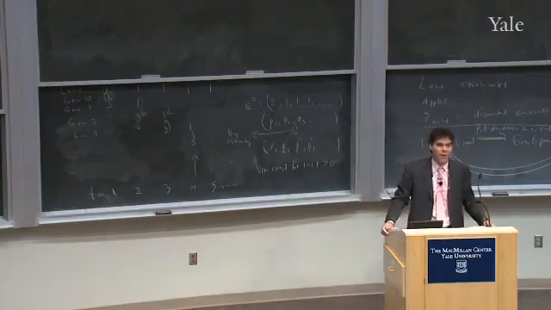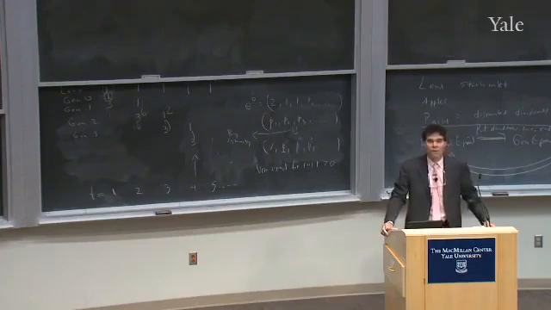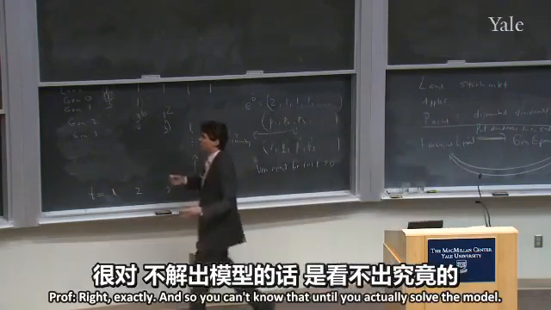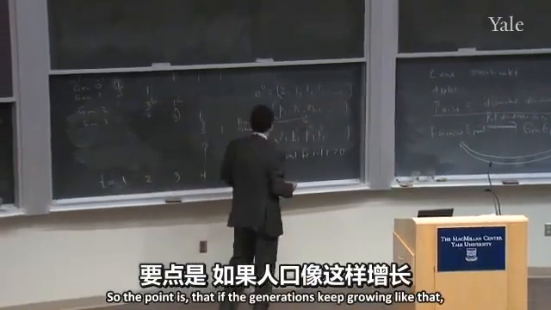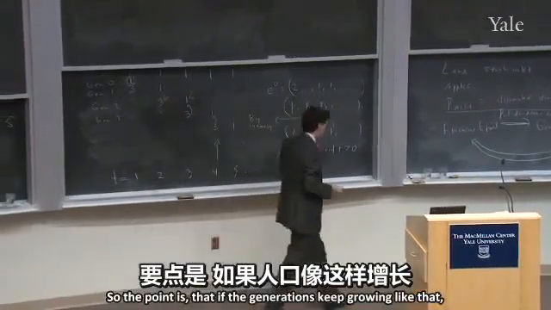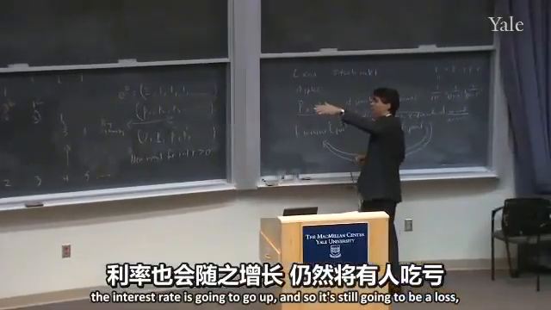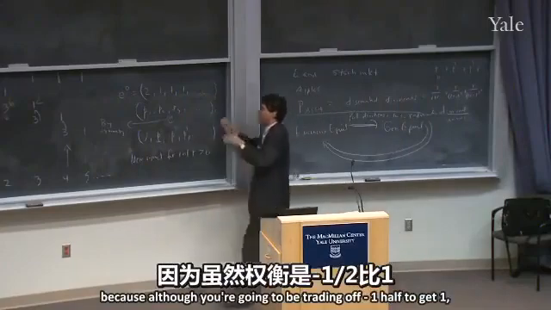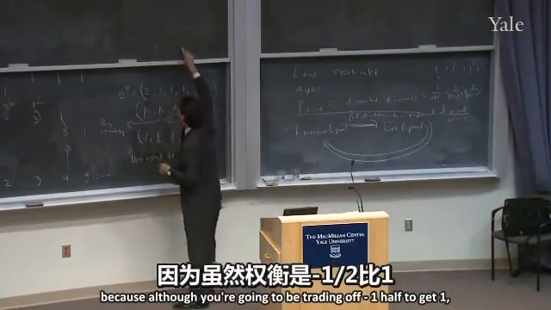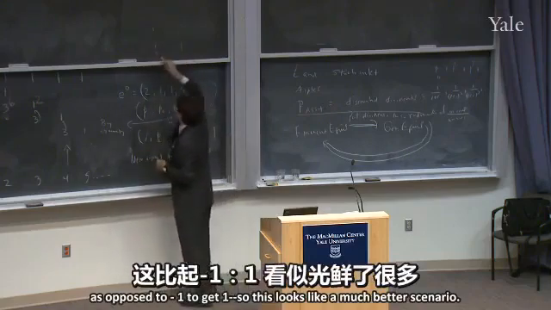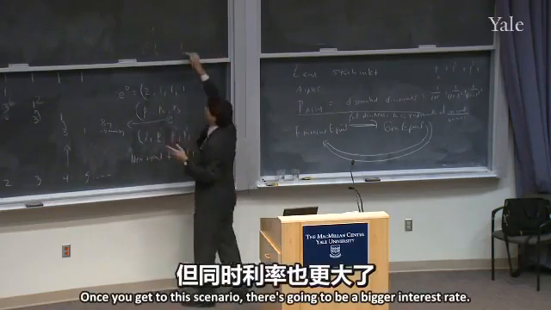Yep. I think it would raise interest rates so that even giving up half to get 1 would be a loss in real terms. Right. Okay, exactly. And so you can't know that until you actually solve a model. So the point is that if the generations keep growing like that, the interest rate is going to go up, and so it's still going to be a loss. Although you're trading off minus a half to get 1 as opposed to minus 1 to get 1, so this looks like a much better scenario, once you get to this scenario, there's going to be a bigger interest rate.